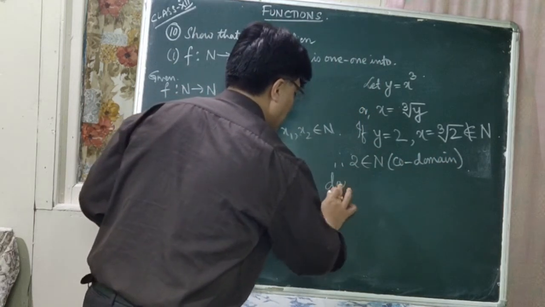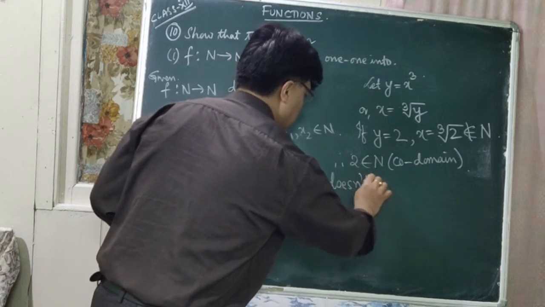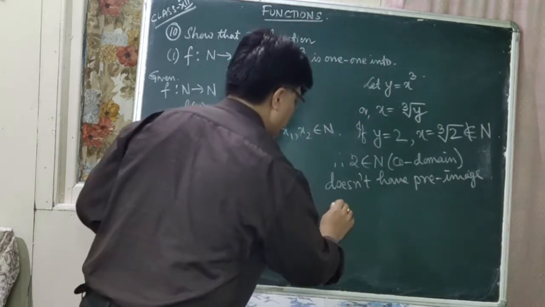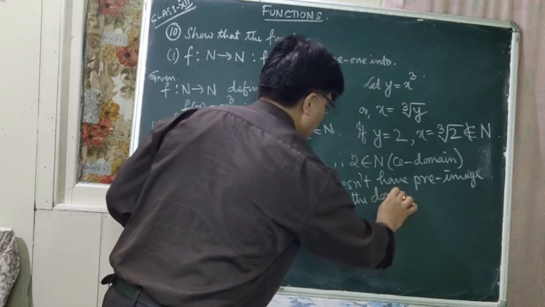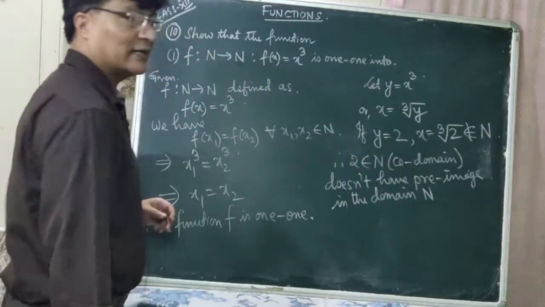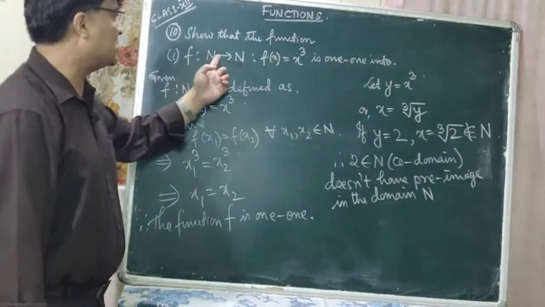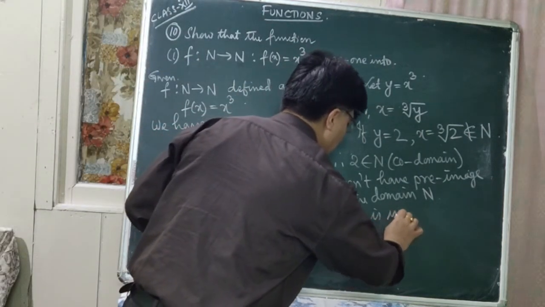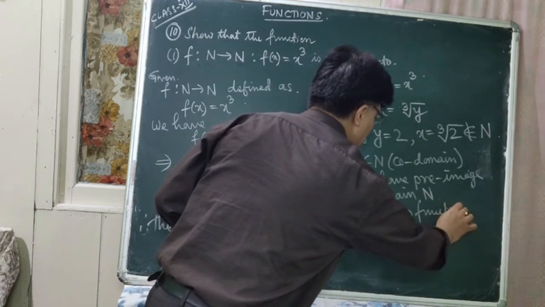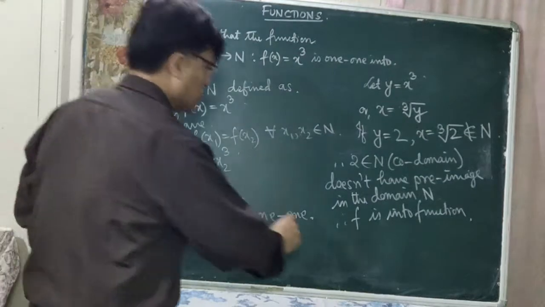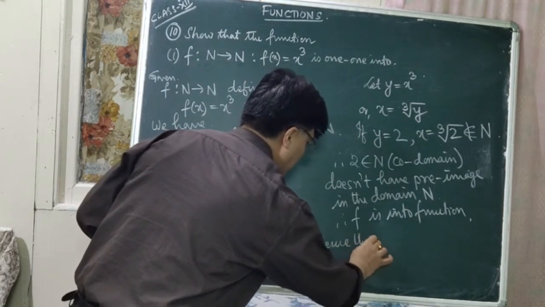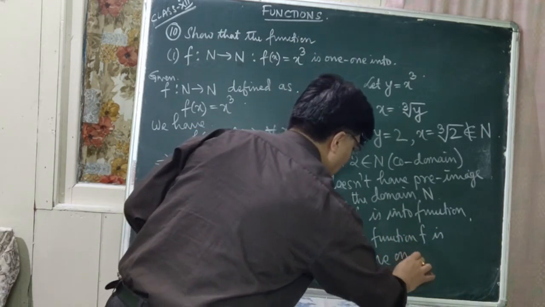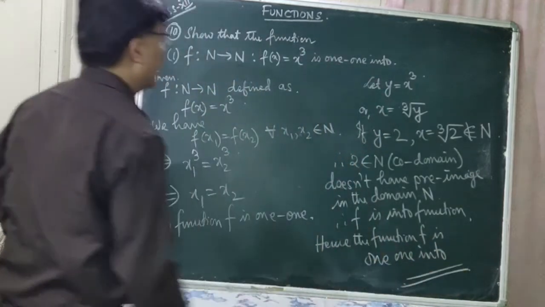does not have a pre-image in the domain N. Is that clear? Here N is the set of natural numbers, both of these N are the set of natural numbers. So therefore f is an into function. So hence the function f is 1, 1 into. So we have proved it.